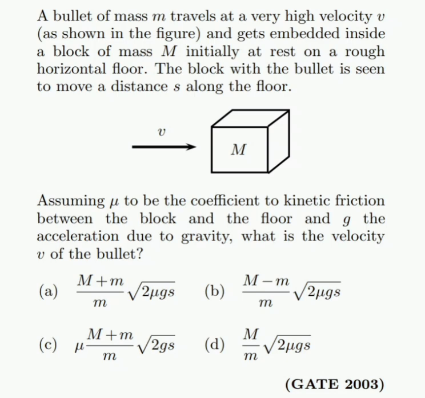Assuming mu to be the coefficient of kinetic friction between the block and floor and g the acceleration due to gravity, what is the velocity v of the bullet? Okay, we have to find the velocity v of the bullet. The bullet penetrates into the block, and after the collision the bullet moves along with the block. We have to find the velocity v with which the bullet hit the block.